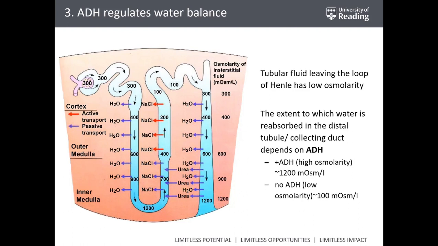Finally, we want to talk about ADH and its activity on the collecting duct. I've already mentioned this, but I will talk about it again. The tubular fluid leaving the loop of Henle, as we mentioned, has low osmolarity, around 100 millimoles per liter. This may be lost as it is, or water may be reabsorbed more or less depending on how much ADH is produced. If we have more ADH, more water will be reabsorbed in the collecting duct.